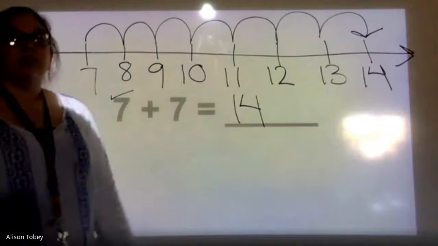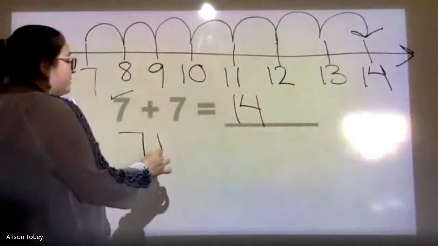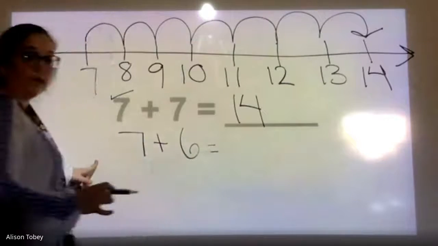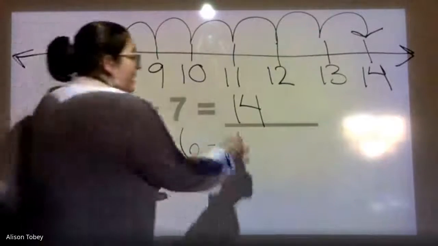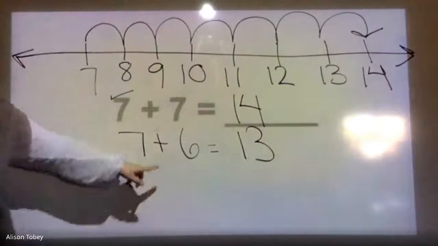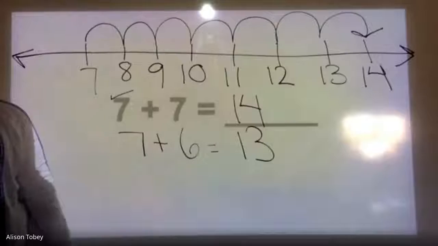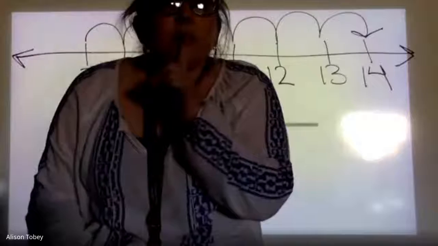Now, I'm going to teach you guys. Yes, Brantley? 7 plus 6 is 21. Nope, look here. If 7 plus 7 is 14, take 1 away and you get 13. 13. Right? Yes. 8 plus 8 equals 16. 7 plus 7. Yes. Very good. Okay, guys, ready?